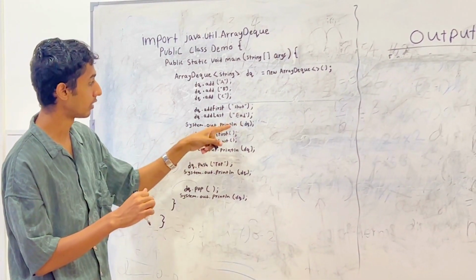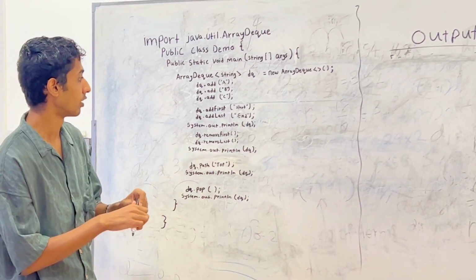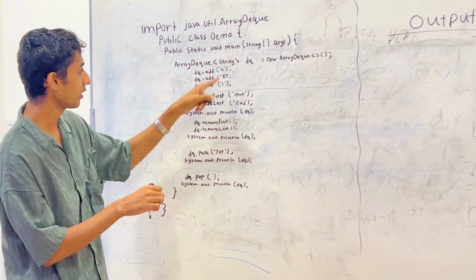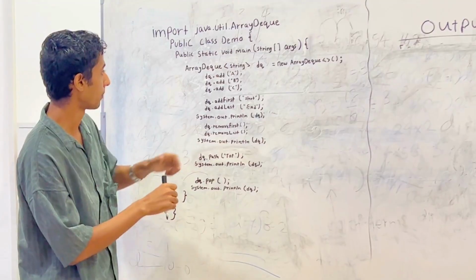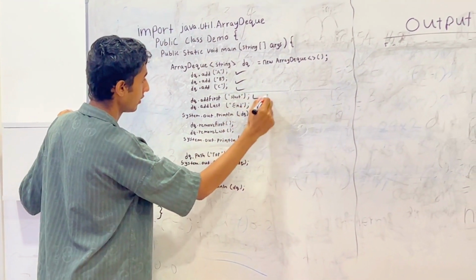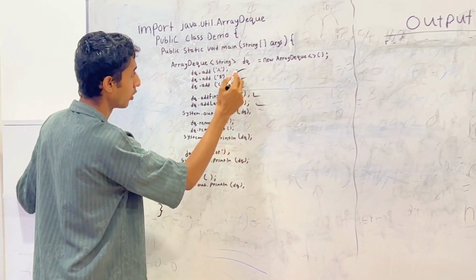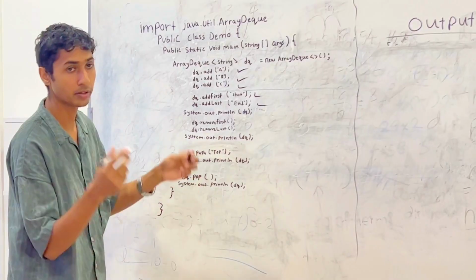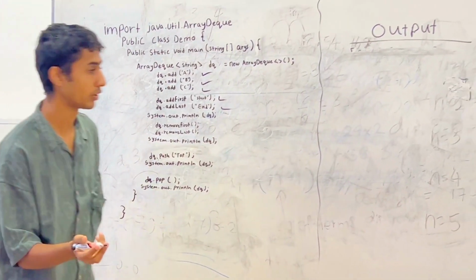Now System.out.println: we are printing this dq ArrayDeque. So from all these five code lines, I will now show you the output.